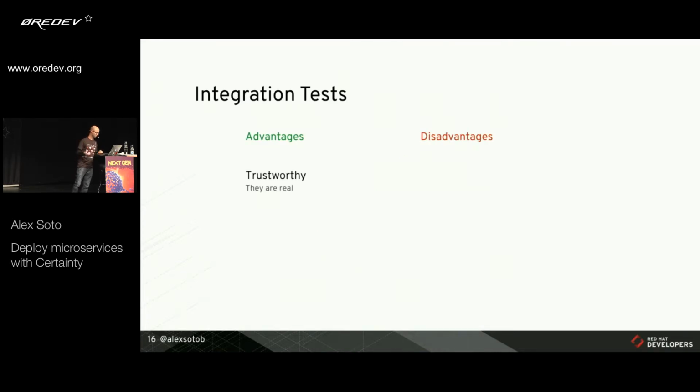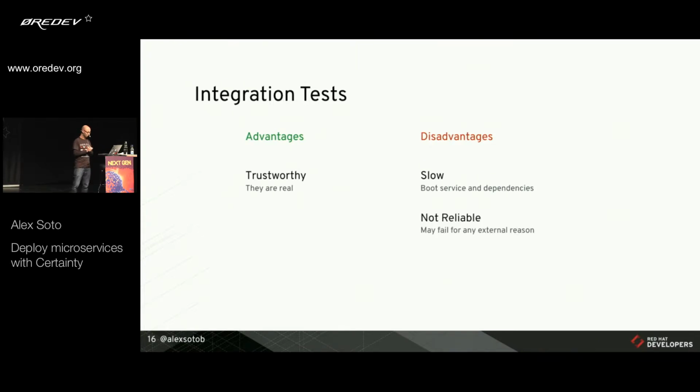And of course, these have one advantage, that they are trustworthy because they are real. You're going to boot up the real service and run the test against this real service. But they have a lot of disadvantages. The first one is they are slow, basically because you need to boot up the service and all of its dependencies, which could be the database of the service and other services that depend on that service as well. So you will have like a mesh or a net of services up and running to run this integration test.